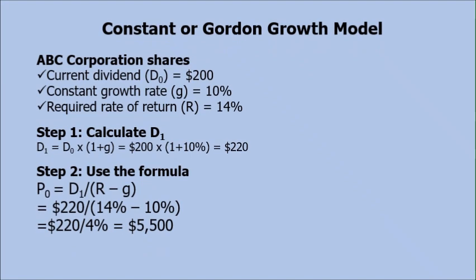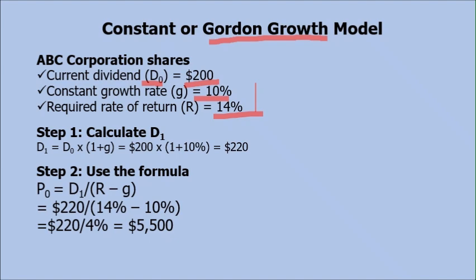The constant growth model is called the Gordon model because it is named after Myron J. Gordon, who played a large part in its development and use. Let us understand this with an example. If ABC Corporation has a current dividend of $200, which is already paid today, say, and an expected constant growth rate of 10%, and the required rate of return is 14%. Required rate is greater than the constant growth rate here. The intrinsic value of ABC shares today can be calculated using the Gordon growth model.